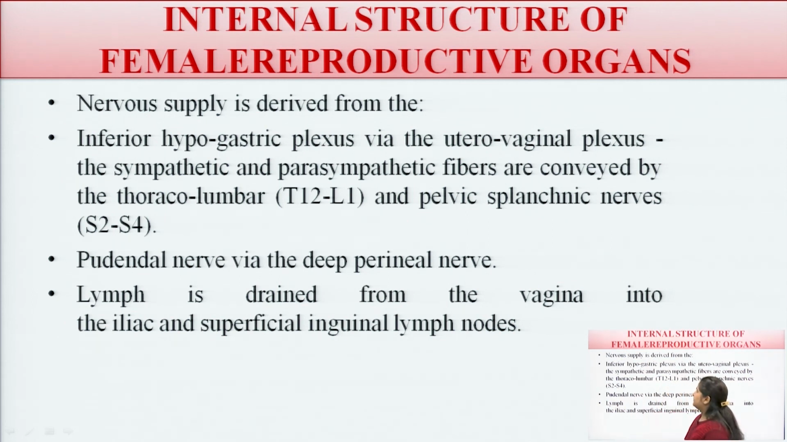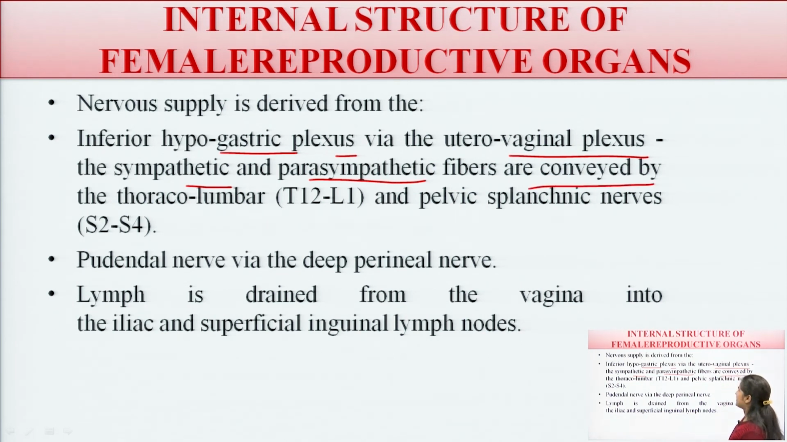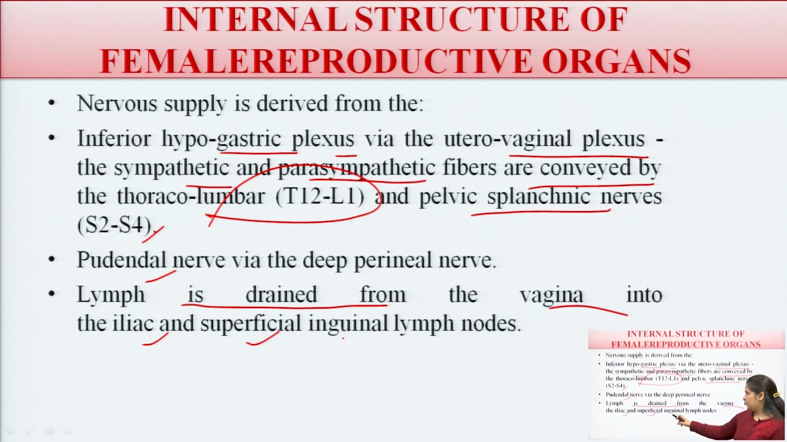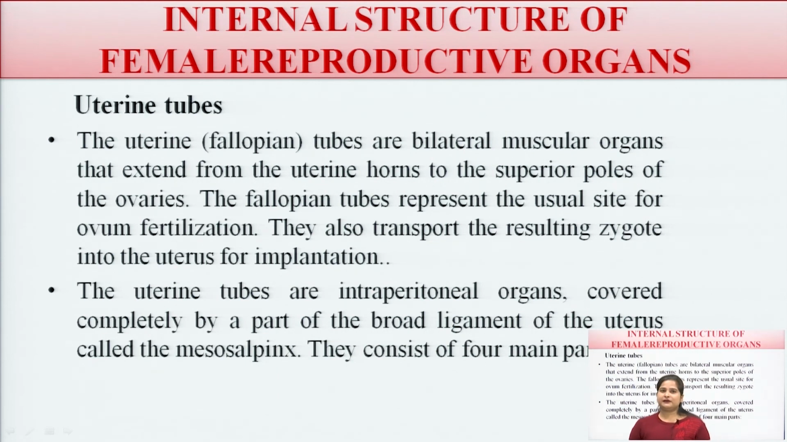Now, the nerve supply is from the inferior hypogastric plexus via the uterovaginal plexus, with sympathetic and parasympathetic fibers that convey the thoracolumbar supply, T12 to L1, and the pelvic splanchnic nerves, sacral 2 to sacral 4. The pudendal nerve supplies via the deep perineal nerve, and the lymph is drained from the vagina into the iliac and superficial inguinal lymph nodes.